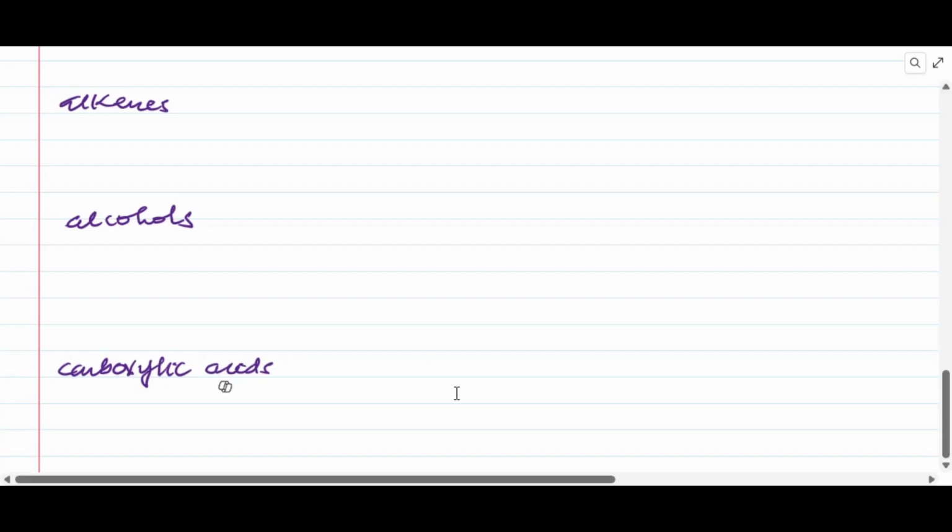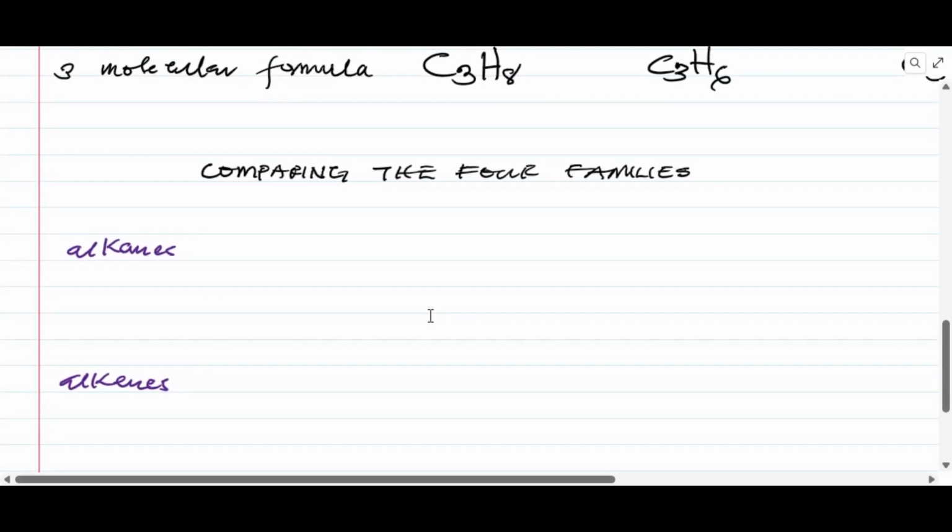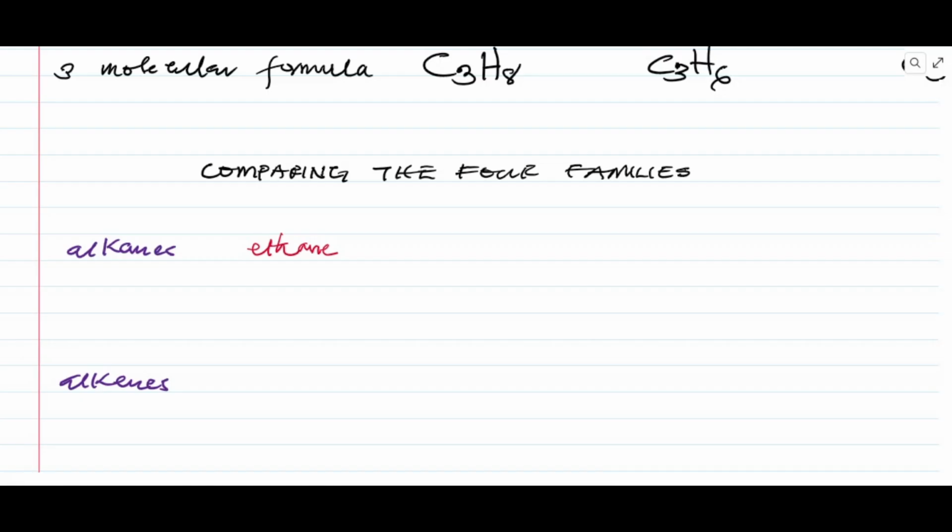So let's take them one by one. We're going to use the member with two carbon atoms from each family. For alkanes, it is ethane that we are using. So ethane is the name. And remember, the molecular formula for ethane is C2H6.